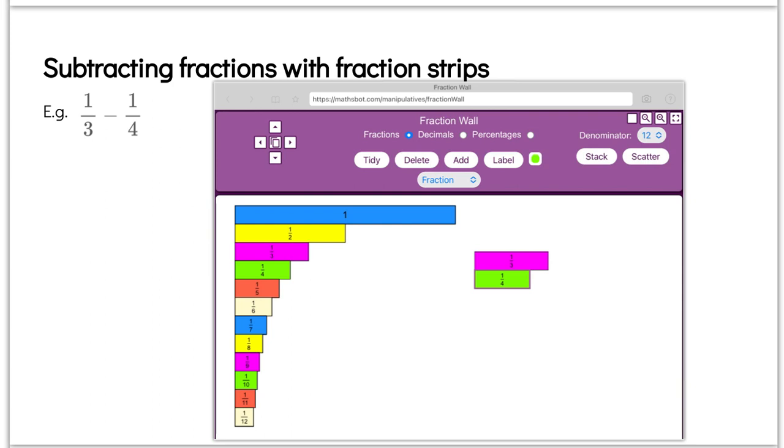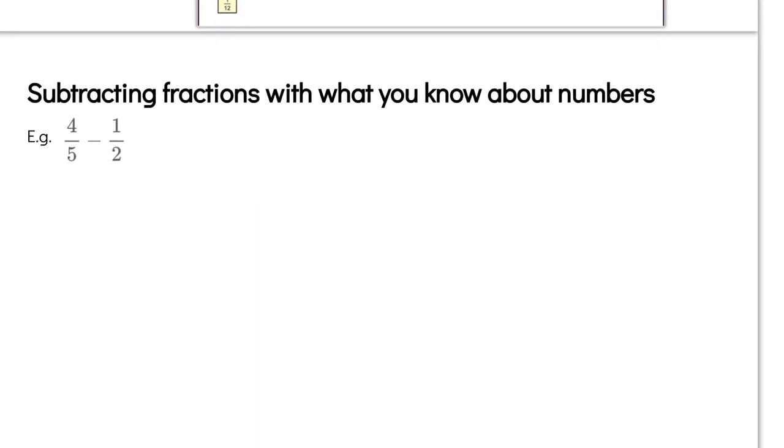And with this manipulative, you can try out some different things. Would 1/10 work? Oh, no, it's too big. Let's get rid of that one. Would 1/12 work? Aha, there it is. So now we know that 1/3 minus 1/4 is 1/12, just like that.